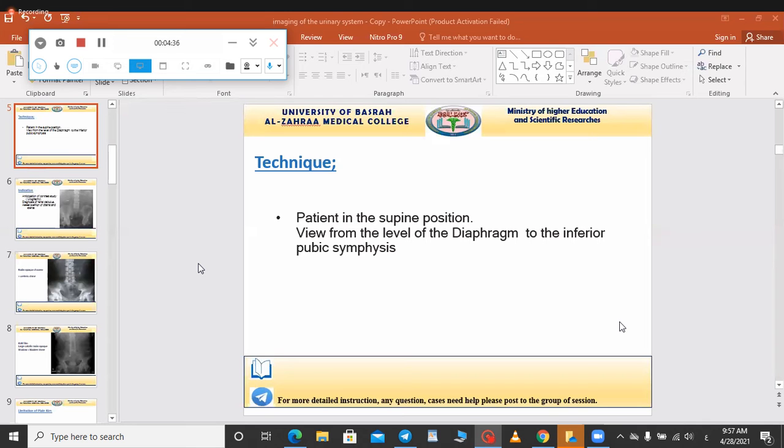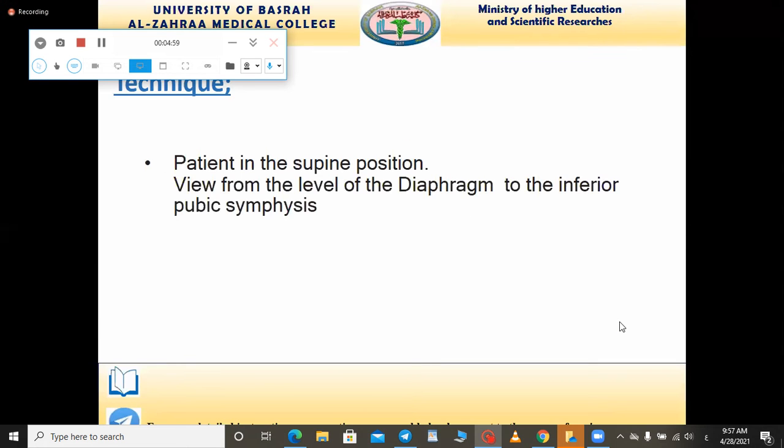We return back to the technique of KUB film. The patient is in supine position, and in order to make a proper KUB film, it should be from the level of the diaphragm to the level of the inferior pubic symphysis. Why is that? Because the kidney is essentially below the diaphragm, so if we attempt to display the kidney, it should be included below the level of the diaphragm.